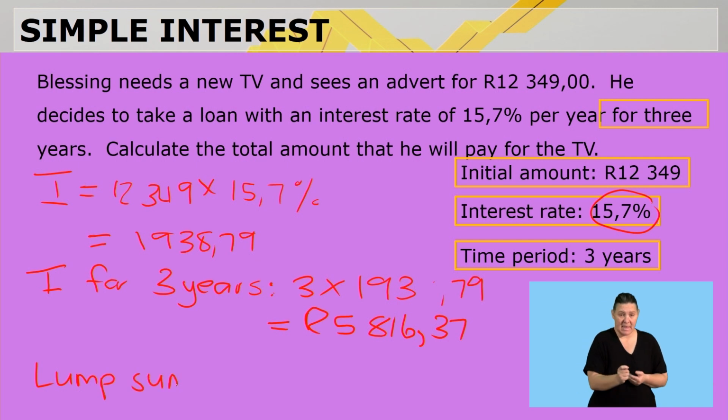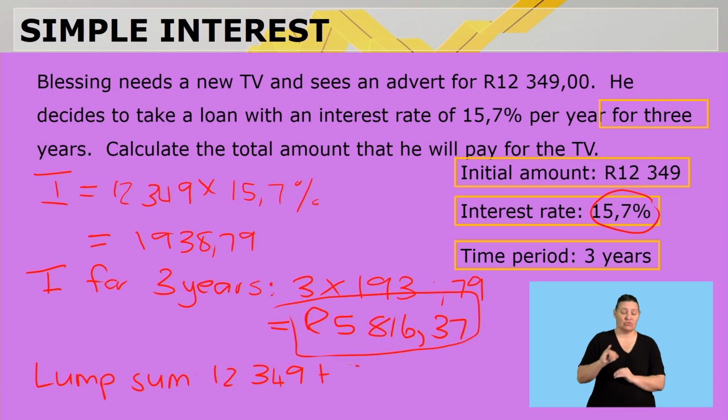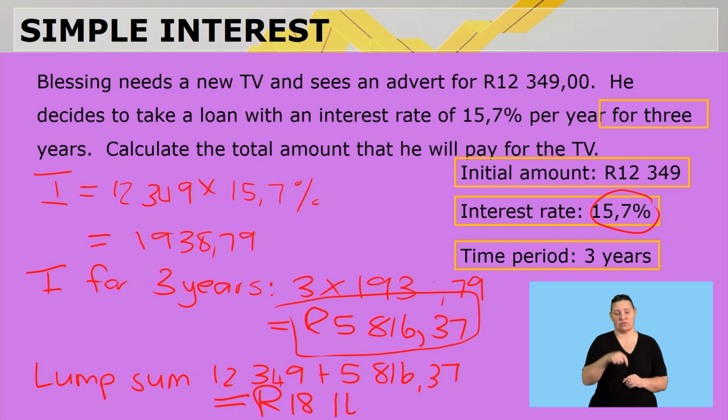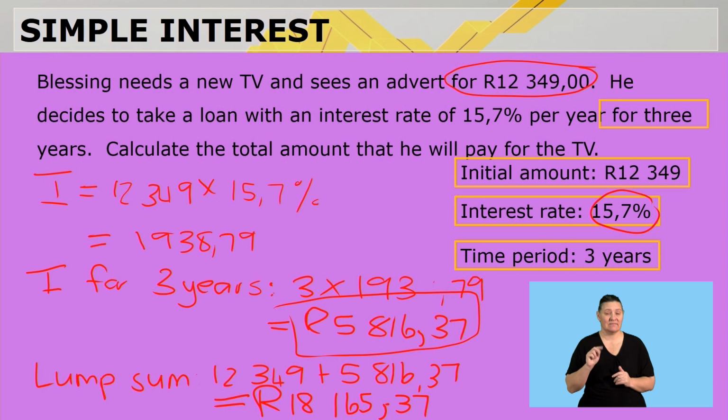So the lump sum of what he will owe is then the 12,349 Rand plus the interest 5,816.37. So in the end, he will end up paying 18,165 Rand and 37 cents. So for a TV that's supposed to cost 12,349 Rand, he is now paying 18,165 Rand and 37 cents.